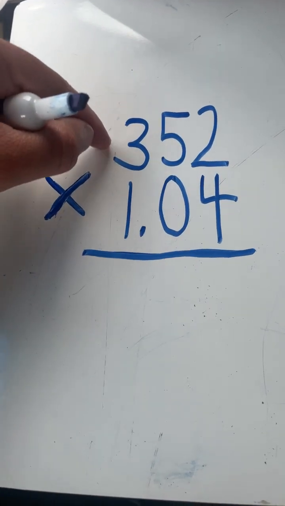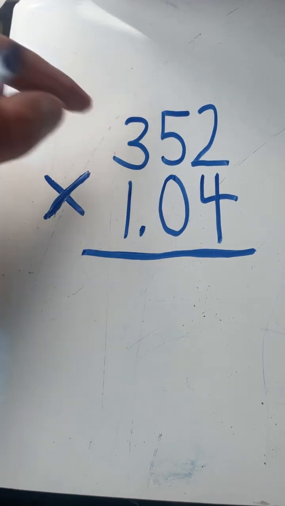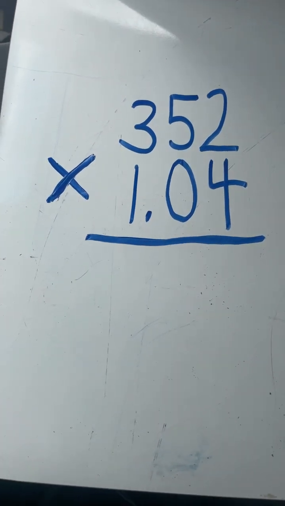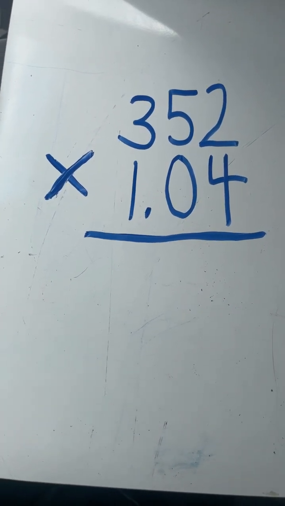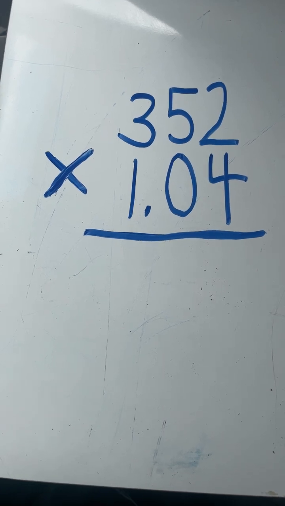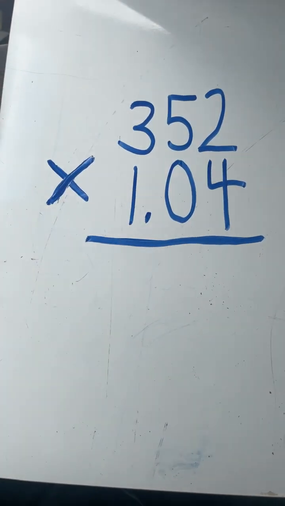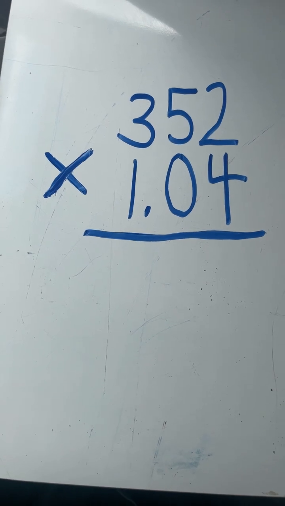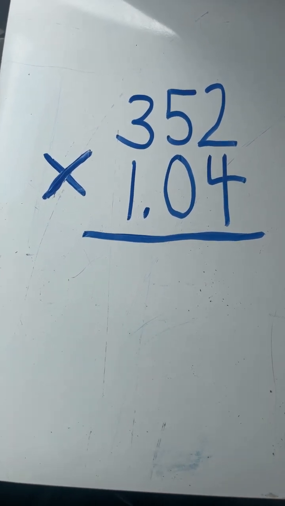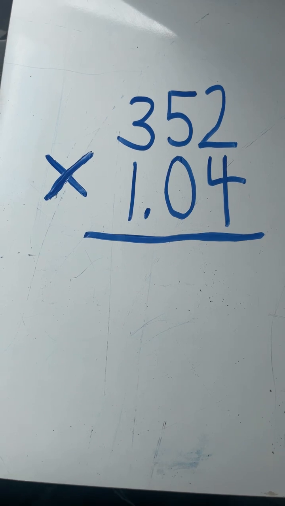352 is what I'm using as my working 1 rep max, because I hit 352 pounds for 2 reps in my last deadlift workout, so that's going to be my working 1 rep max for today. So I have to calculate and find 104% of 352.